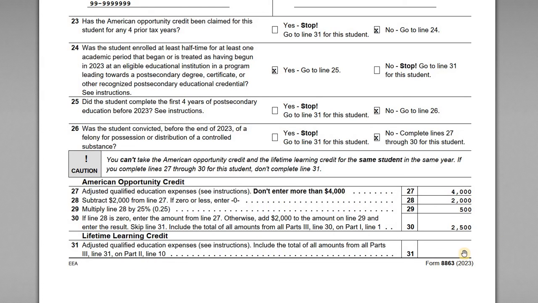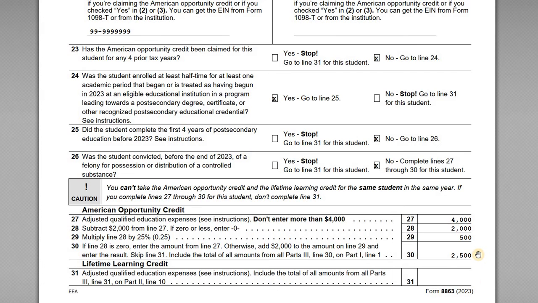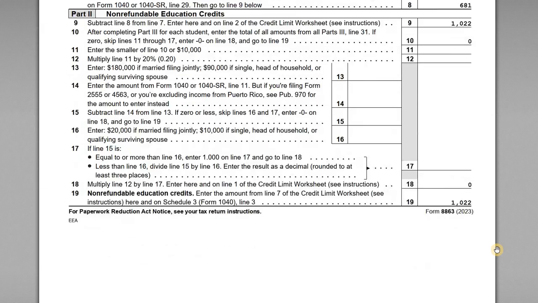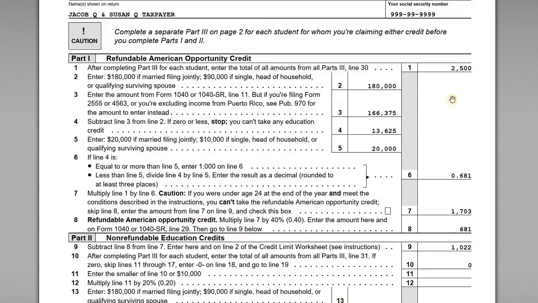All right, now line 31 is just going to be 0 for us, right? We're not claiming the LLC for this year. So we've got $2,500, and it asks us to report all of these amounts on Part 1, line 1. So we scroll back up here. Part 1, line 1, $2,500.